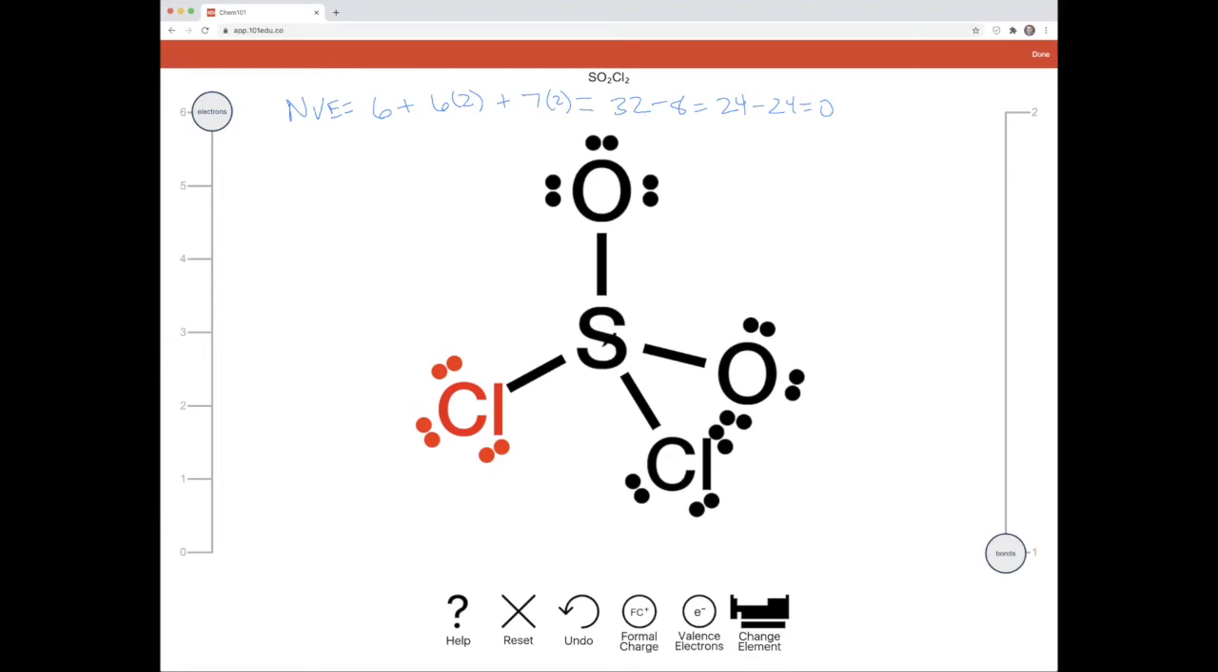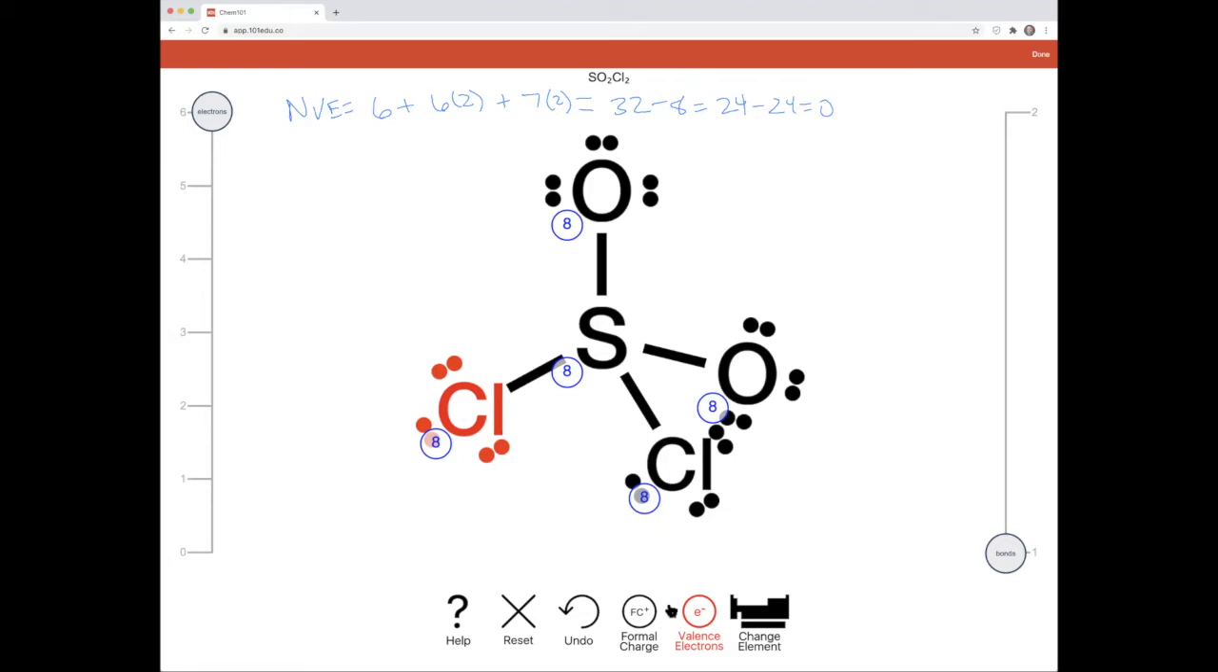The sulfur has its octet also, 2, 4, 6, 8. So if I'm trying to follow the octet rule, then I'm done. But before I scroll away from this particular presentation, let me show you the valence electrons here. So that has 8 valence electrons. So everybody's got their octet, just like the problem said we were supposed to do.